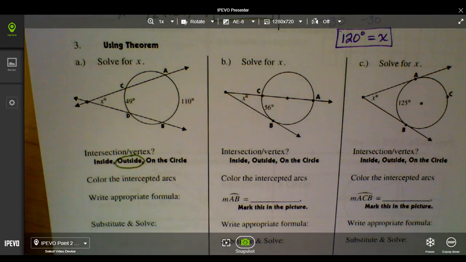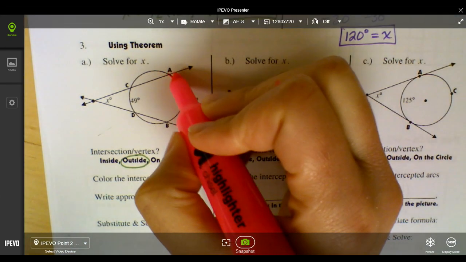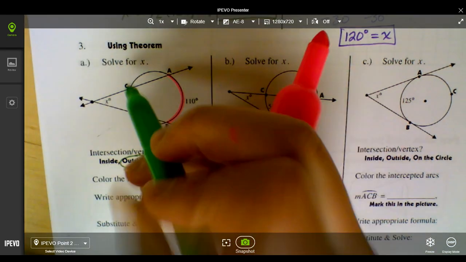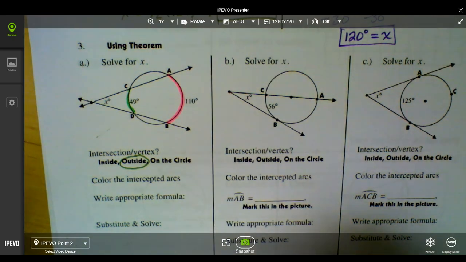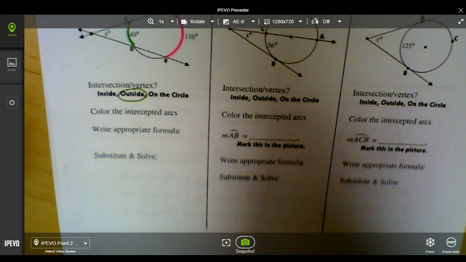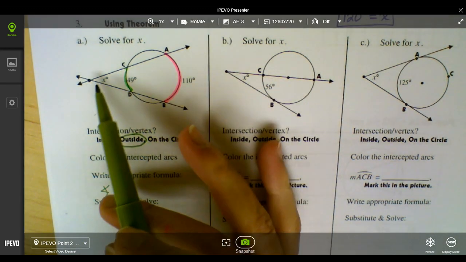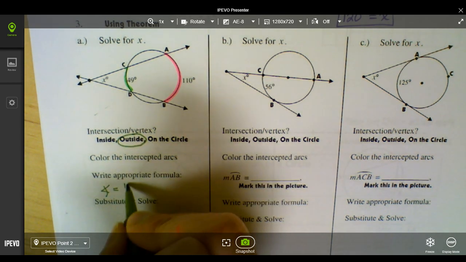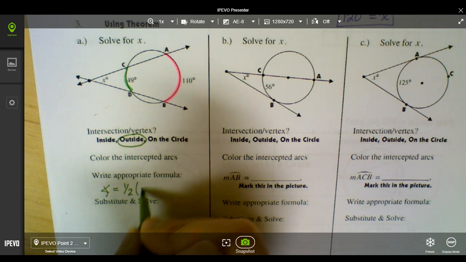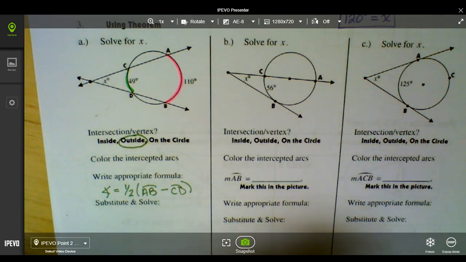Anyway, color the intercepted arcs. We always want to take the bigger arc over here, and we want to subtract the smaller arc over here. Then it says to write the appropriate formula, which is just when we subtract. We're solving for this angle, and the angle is always going to be outside the circle now, not inside. So we're going to take 1/2 the bigger arc, which is AB, and then subtract the smaller arc, which is CD in this case.